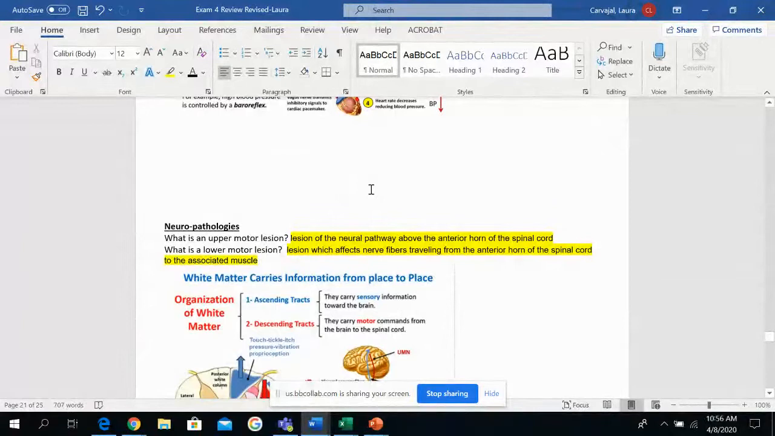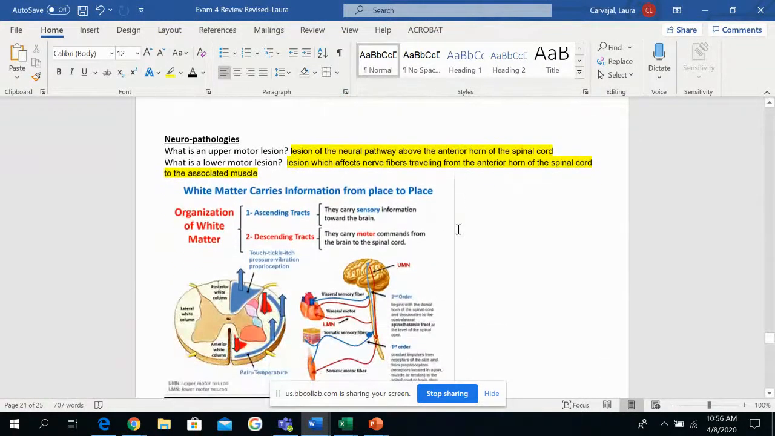Okay, so neuropathology. Sorry. So what is an upper motor lesion? Basically, a lesion that will affect the information being sent up to the brain. So you cut the nerve that is communicating between the brain and the spinal cord.